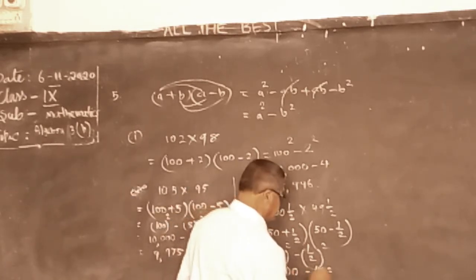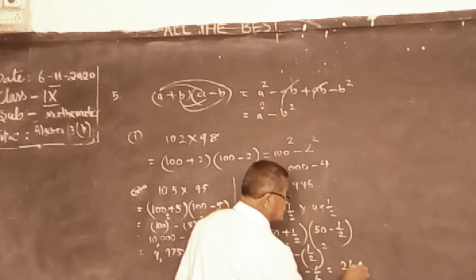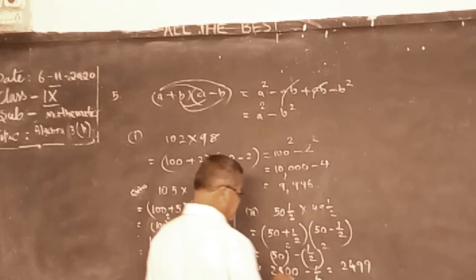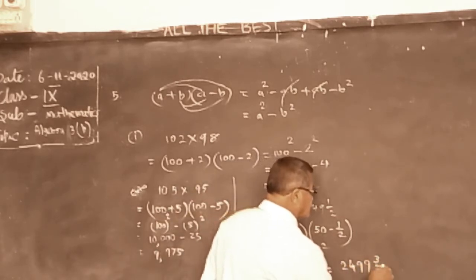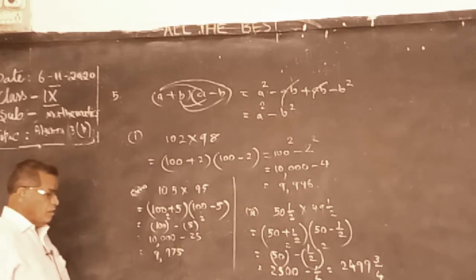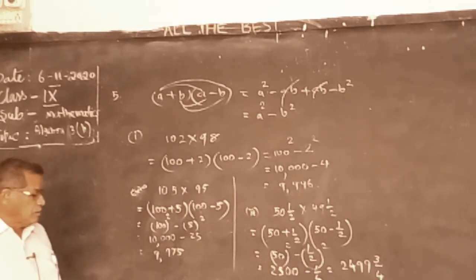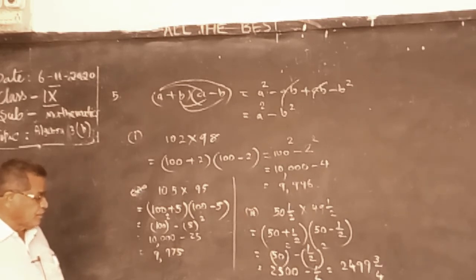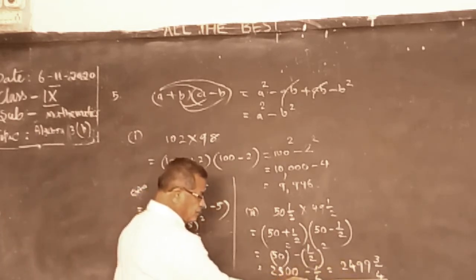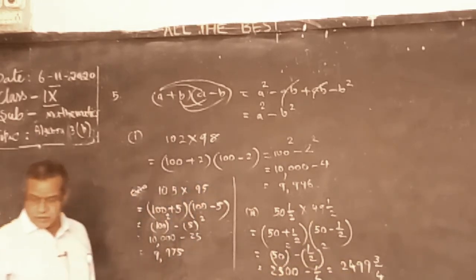Orally we can write 2499 and 3 by 4, since 1 by 4 is removed and the remaining is 3 by 4. Like that we have to do.